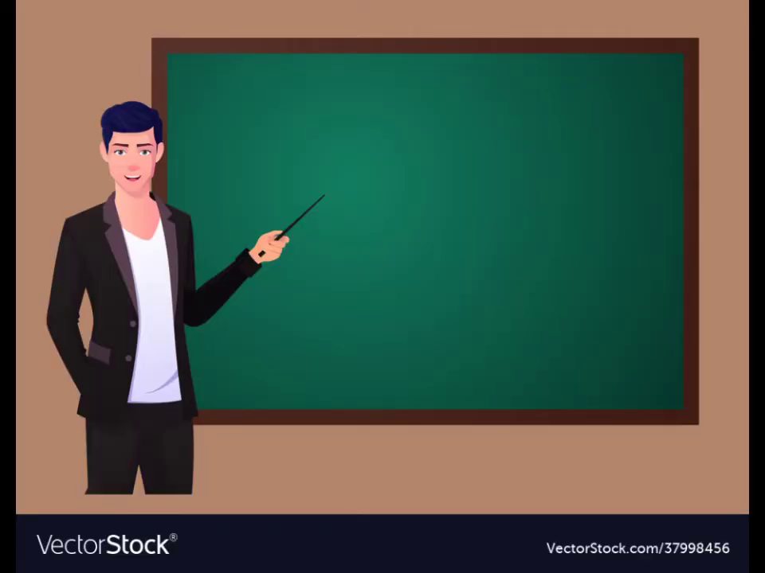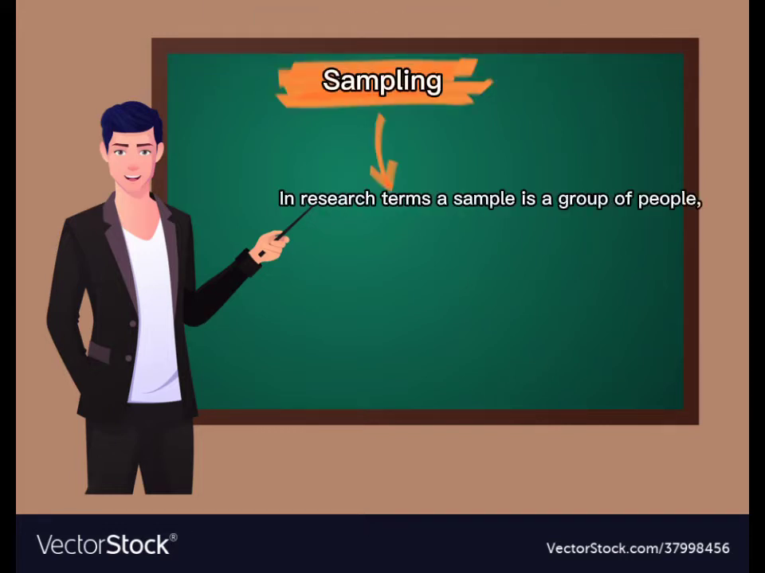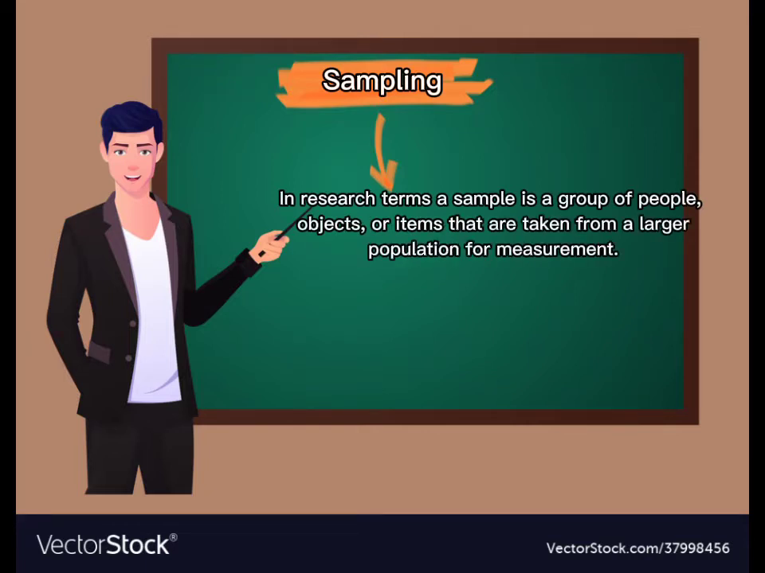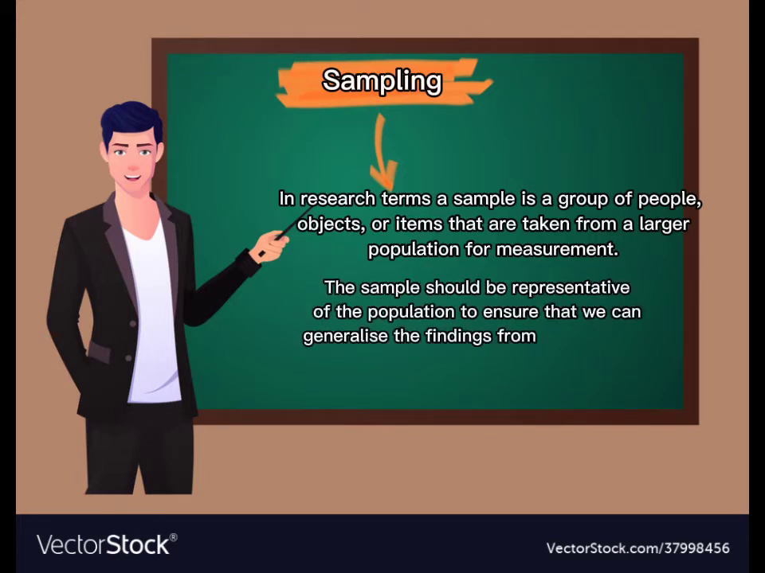The act of gathering data for a qualitative study is an evolving process rooted in ongoing analysis. It involves more than obtaining discrete units of information. First, sampling. In research terms, a sample is a group of people, objects, or items that are taken from a larger population for measurement. The sample should be representative of the population to ensure that we can generalize the findings from the research sample to the population as a whole.